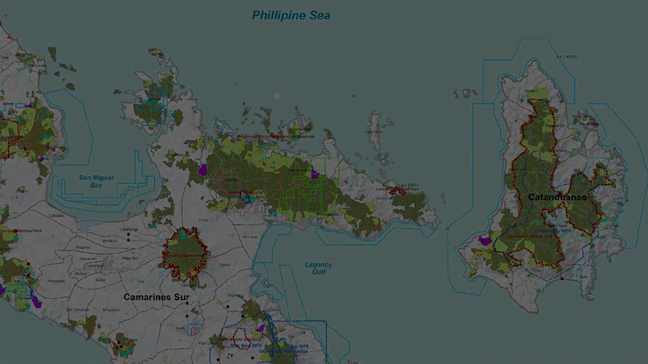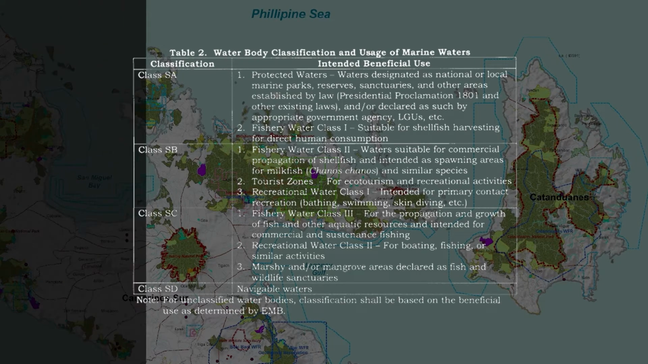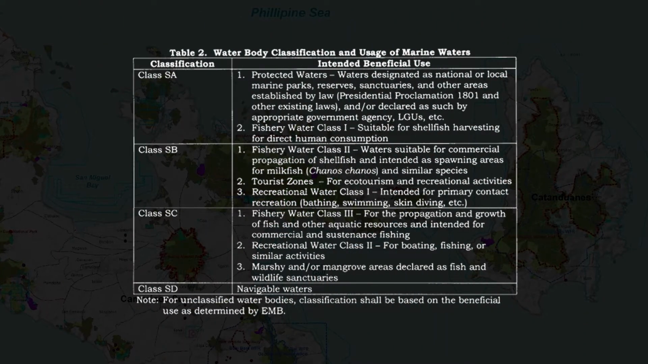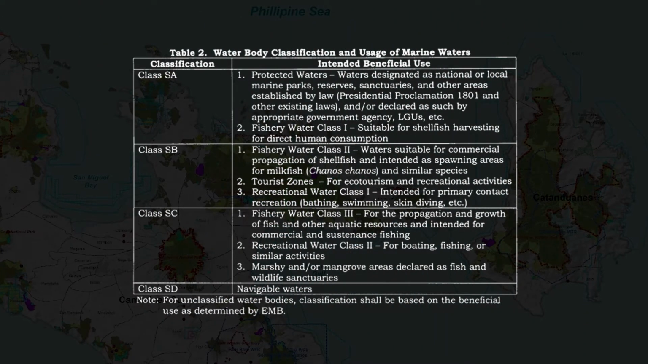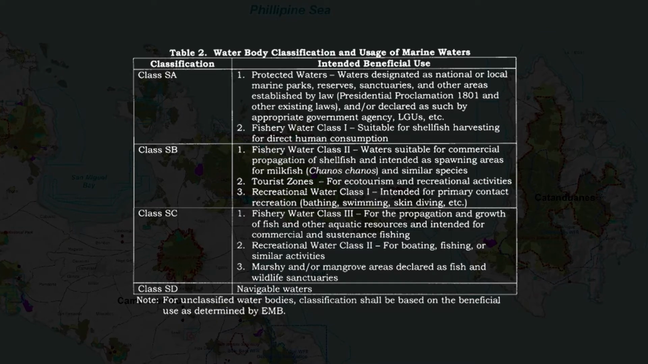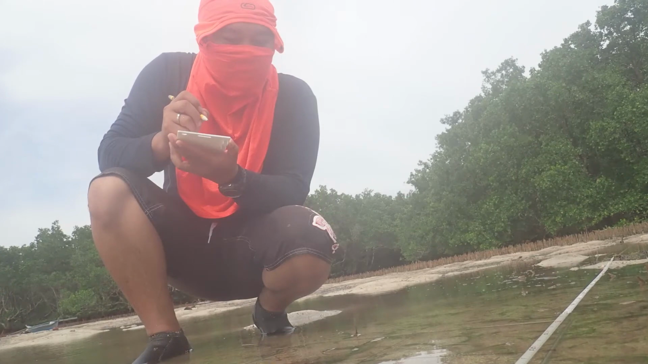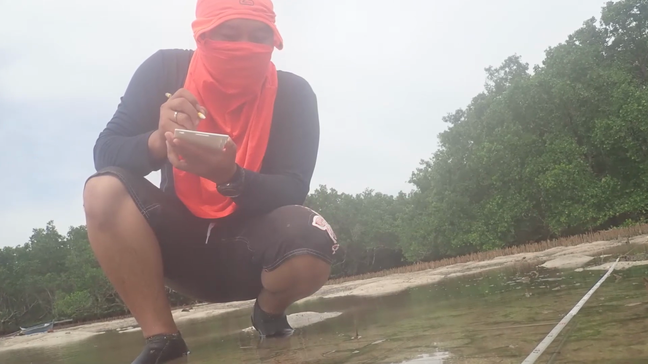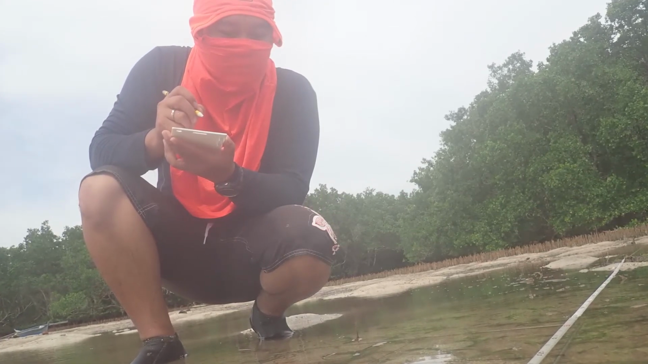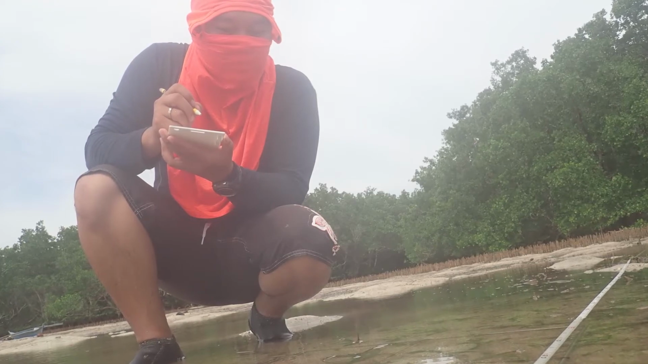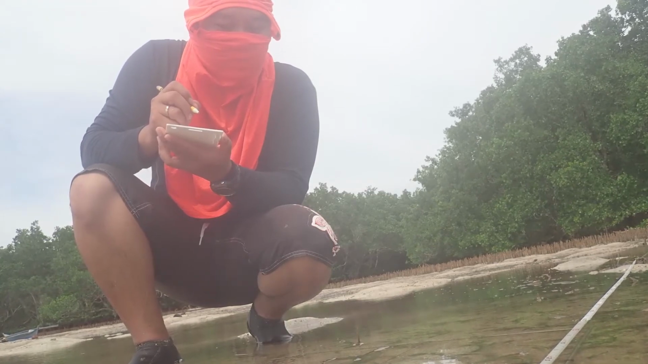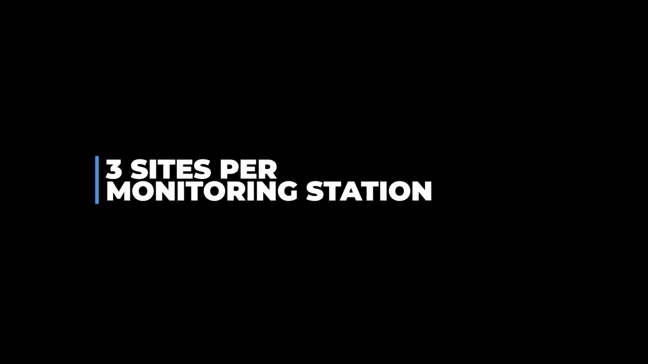Within the multiple use zone, the number of sampling and monitoring stations will vary depending on the number of uses in that protected area, as indicated in the table of water classification. Another monitoring station is established in any river mouth present and draining to the protected area. This determines the impact of upstream activities to the marine environment. A minimum of 3 sites is recommended per monitoring station.